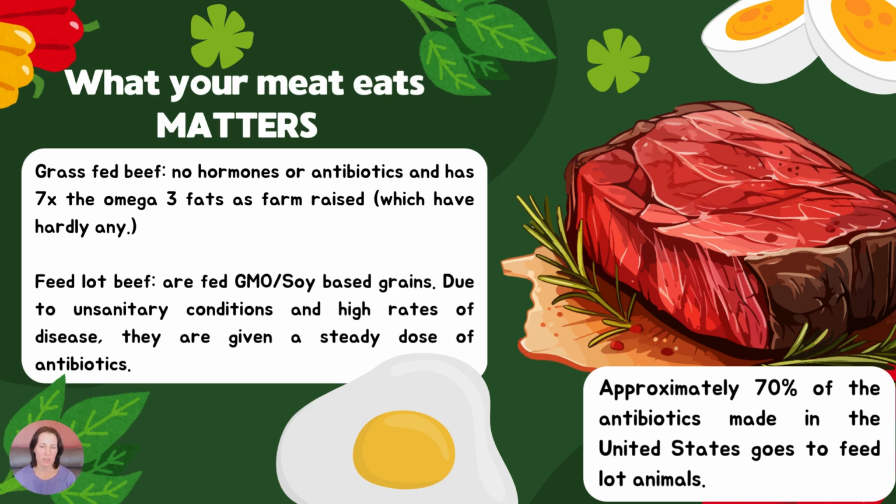Feedlot beef, which is unfortunately how the majority of beef is grown that's in the supermarkets, they're fed that GMO soy-based grain. So again, what they eat goes into them, and then if you eat them, that goes into you. Because of the unsanitary conditions in the feedlots, they're basically on dry lots where they're just pooping everywhere and living in it, there is a high rate of infection. And in order to combat that infection, they're given a steady dose of antibiotics. And a fun fact here, approximately 70% of the antibiotics made in the United States today goes to feedlot animals.